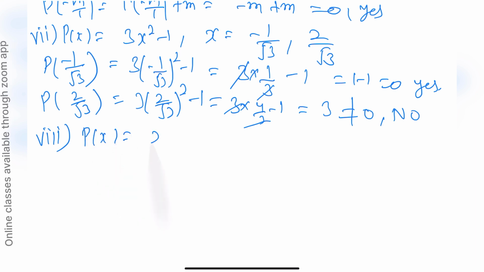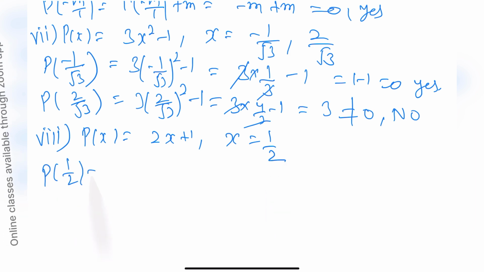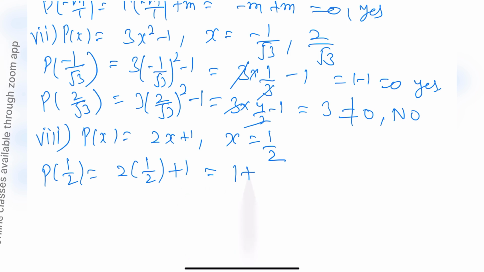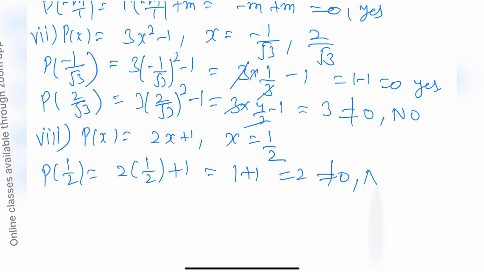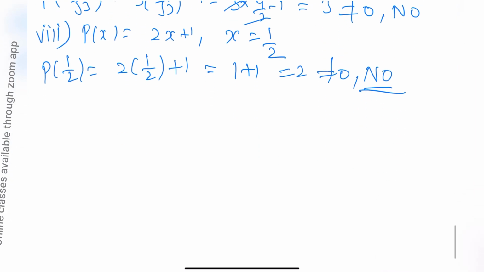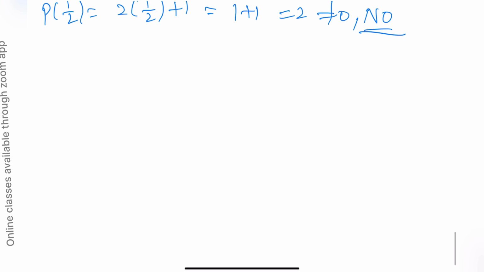Next part is P of x is equal to 2x plus 1, where x is equal to 1 by 2. So P of 1 by 2 is equal to 2 into 1 by 2 plus 1, is equal to 1 plus 1, is equal to 2, which is not equal to 0. When it is not equal to 0, so no, it is not a 0 of this given polynomial.